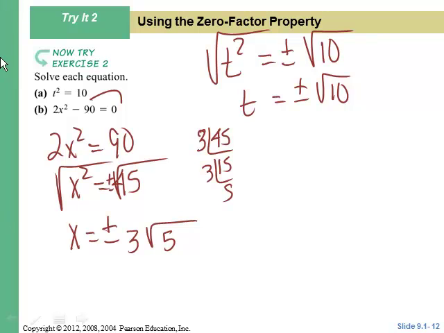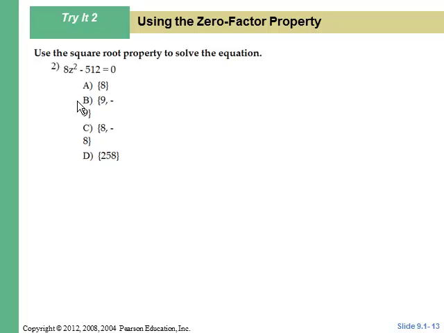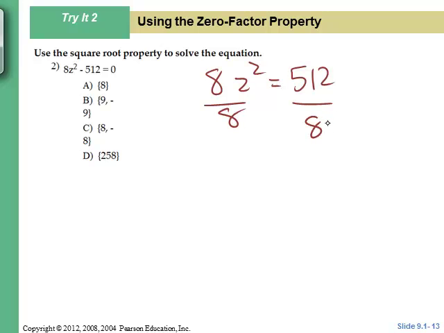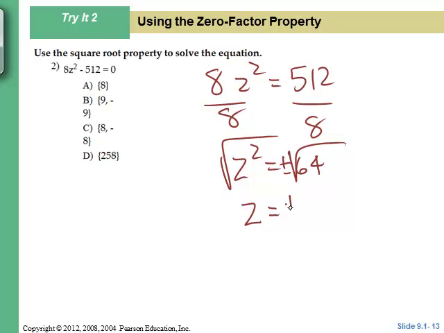Next one. So you have 8z squared equals 512. Divide both sides by 8. 512 divided by 8 is 64. Take the square root of both sides. Z equals plus or minus 8. 8 or negative 8.